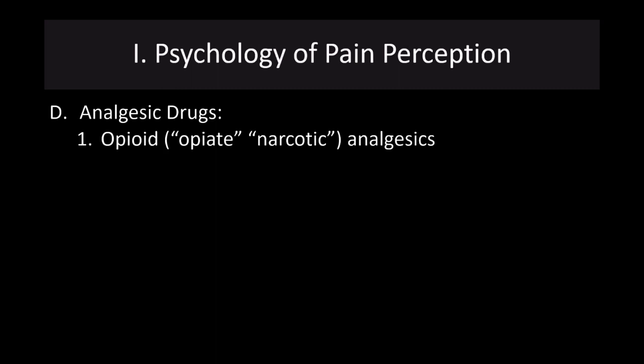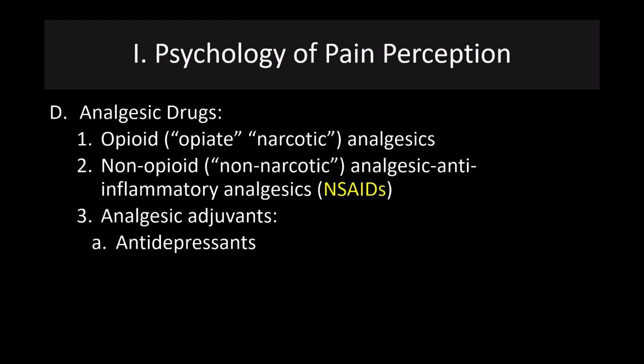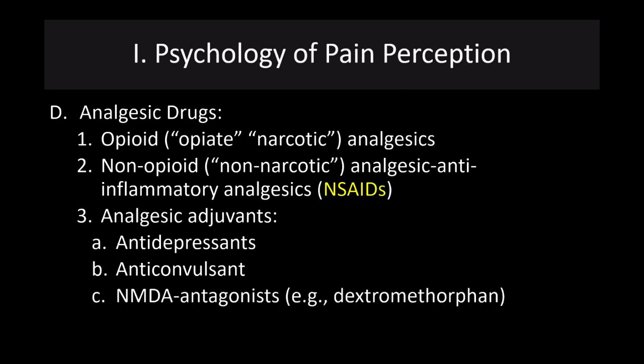So analgesic drugs come in a variety of formats. The primary ones we're talking about in these first two lectures are all opioids, or narcotic analgesics. Non-opioid analgesics tend to include things like anti-inflammatory drugs, or what we call NSAIDs, for non-steroidal anti-inflammatory drugs. There are also some analgesic adjuvants, things like antidepressants. Some anticonvulsant medications seem to have some benefit, particularly for peripheral neuropathy. And then there are some things that are NMDA antagonists like dextromethorphan, which we talked about previously when we talked about psychedelic drugs. So these have potential to help relieve pain as well.